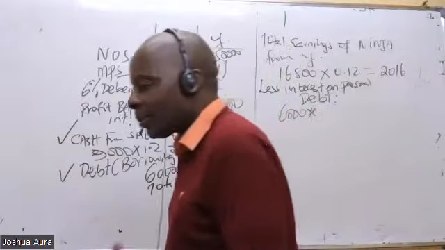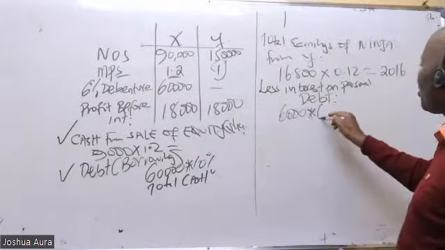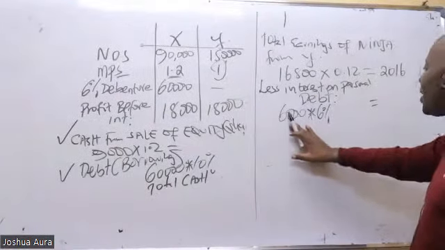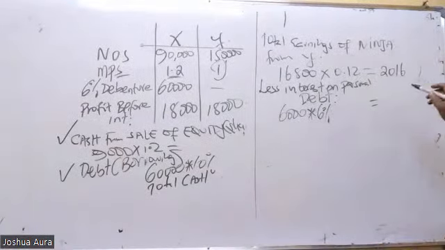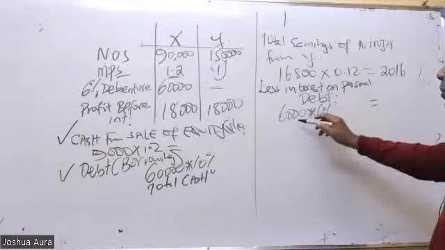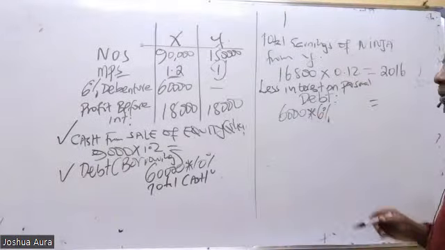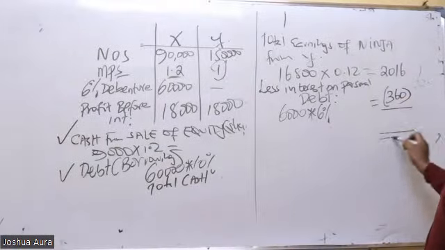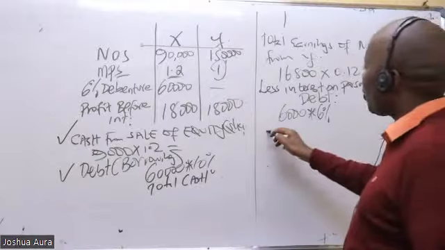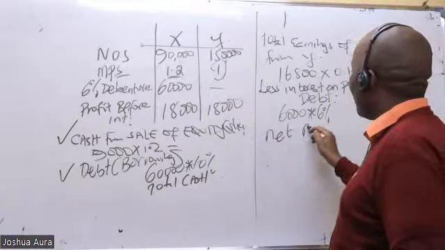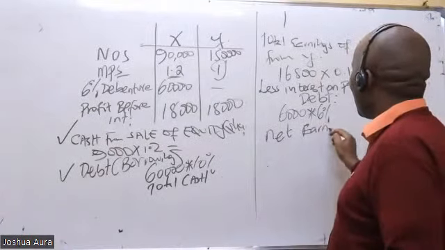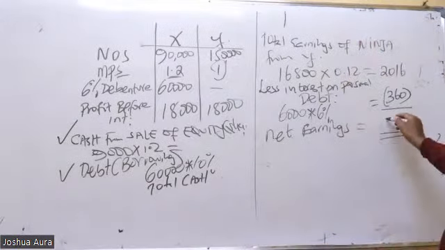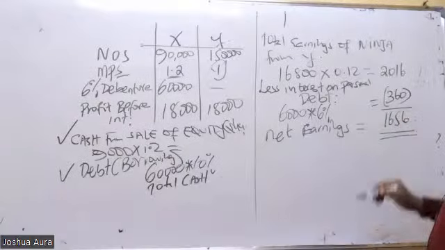I don't know why. 6%. So could you kindly subtract here? 6% times 6,000 gives me how much? 360. So subtract here to give me the net earnings receivable by the ninja. Net earnings is 1656.